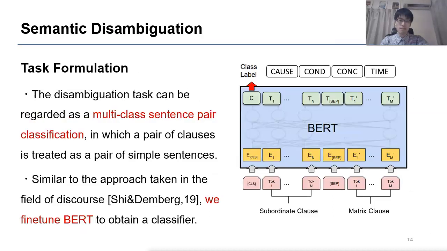In the following step, the system resolves ambiguous skeletal AMRs. The disambiguation task can be regarded as a multi-class sentence pair classification. In this task, the relation between the matrix clause and subordinate clause of the input sentence will be predicted. Similar to the approach taken in the field of discourse, we fine-tune a pre-trained BERT model to obtain a classifier. We have selected 4 typical classes, including cause, condition, concession, and time, that cover a wide range of ambiguous constructions.